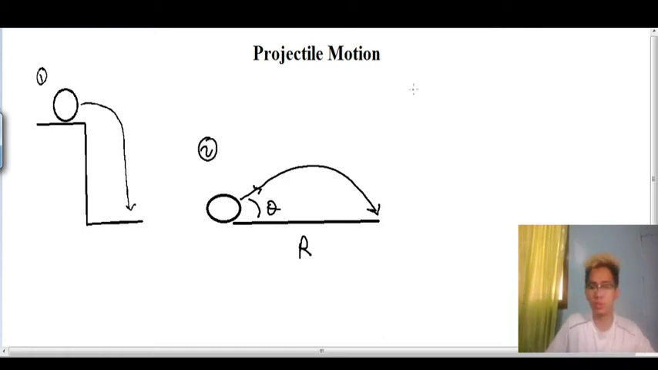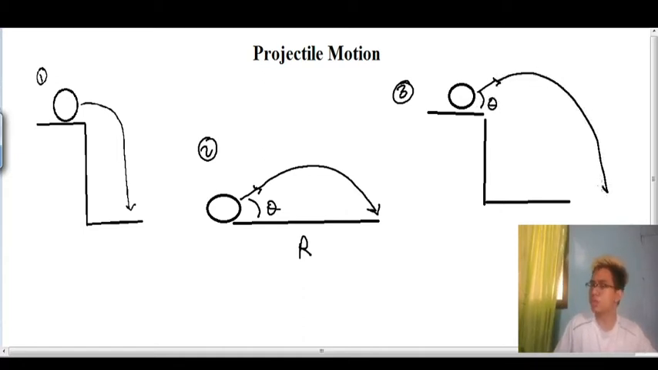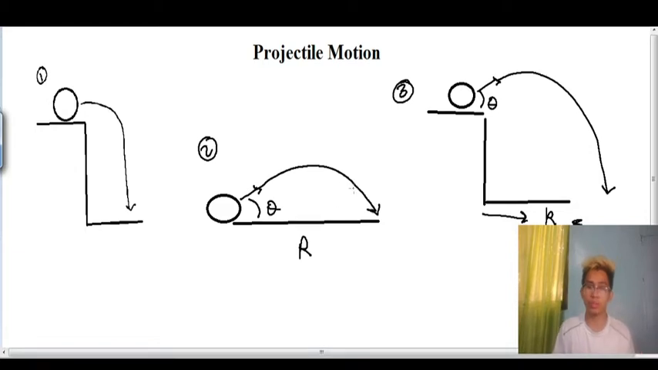And the third one is the most complicated one for me because at a certain height, your object is thrown at a certain angle and falls to the ground at a certain time and a certain range. And those are the three types of curves that you're going to be dealing with.